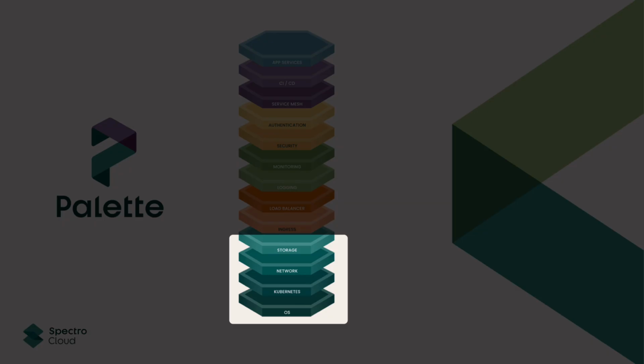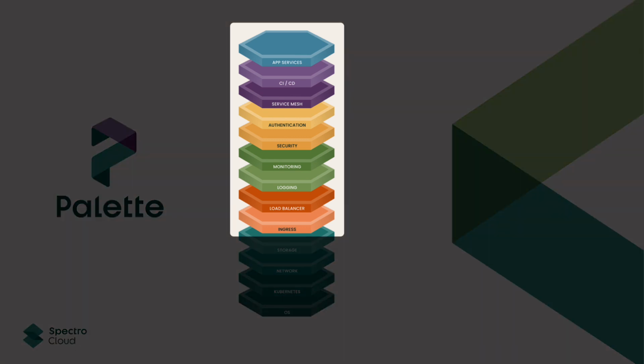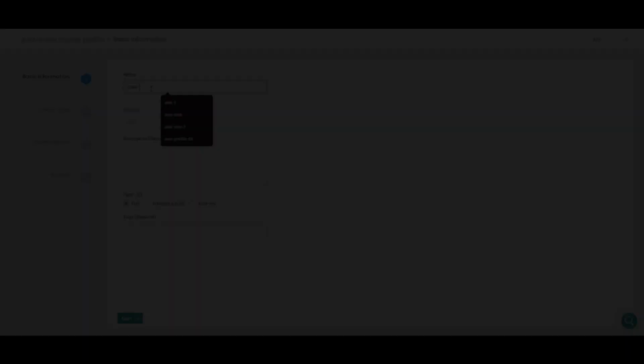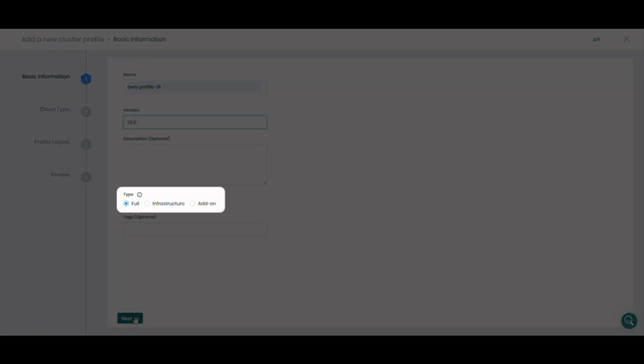Infrastructure profiles are made up of the four core components needed to define a Kubernetes cluster: operating system, Kubernetes distribution, container network interface, and container storage interface. These infrastructure packs are typically not portable and will be made up of different components depending on the cloud or infrastructure type. Add-on profiles are the additional packs needed to operationalize a cluster. However, these packs are typically portable and can be run across most Kubernetes clusters.